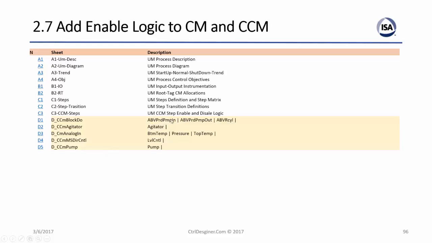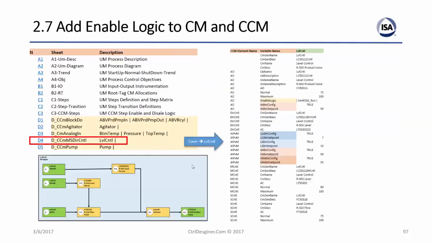the pump in and pump out and recycle as a block valve. I have an agitator. I have an analog in for bottom temperature, pressure, and top temperature. And I have one for level control and one for a pump. Therefore, these are all of the objects I'm going to have to get this program going forward from FRS to the next level. For the next level, if you go and open this and look at it, all of the information that we've shown here automatically will go.